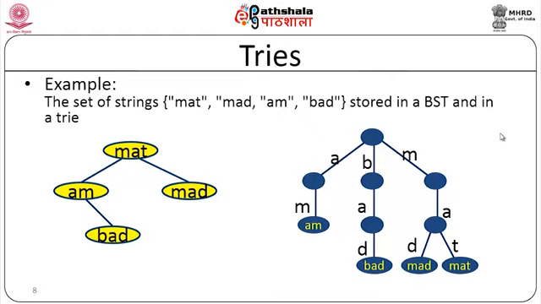Now, look at M. After M, the next prefix is MA. So, after M you have only A, but after MA you could have either D or T. That comes again in alphabetic order: mad and mat. So, this is a typical example of a trie, for the words mat, mad, am and bad. And please note that these tries are irrespective of the order in which the words come in the set.